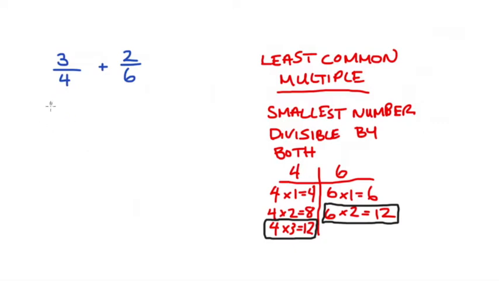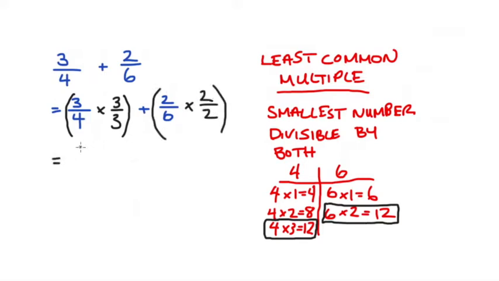To work with our equation then, we can write equivalent fractions with the denominator of 12. This will mean multiplying 3 over 4 by 3 over 3, and multiplying 2 over 6 by 2 over 2. Once we work this out, we get 9 over 12 and 4 over 12.